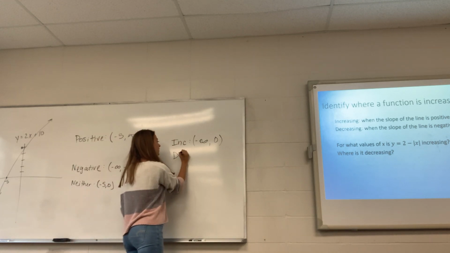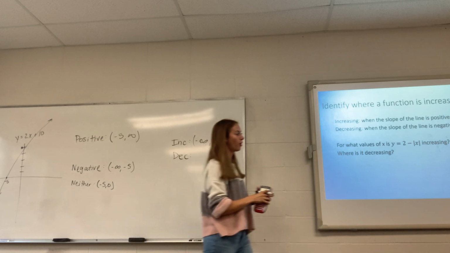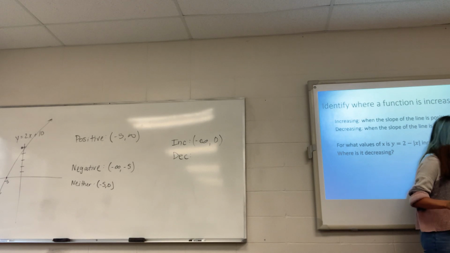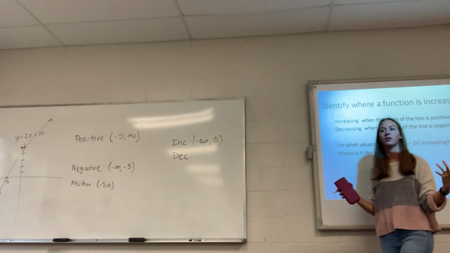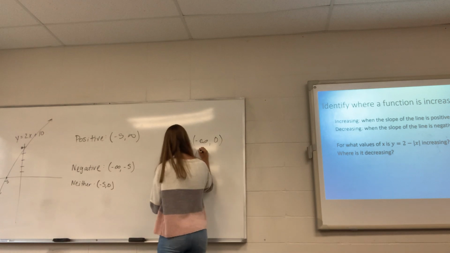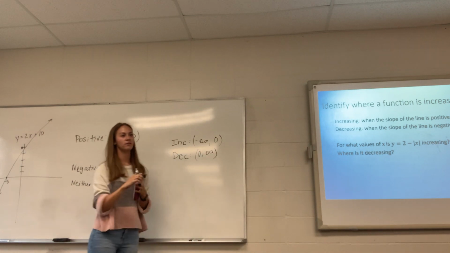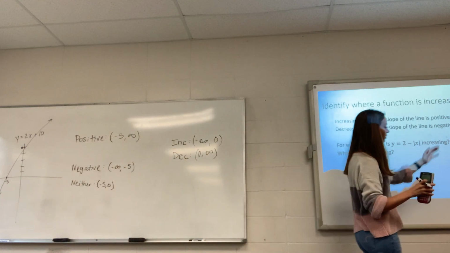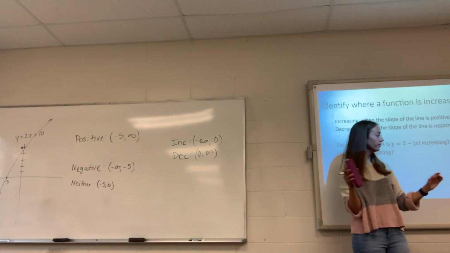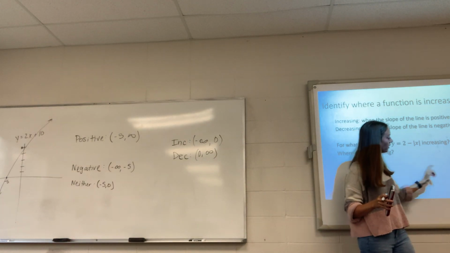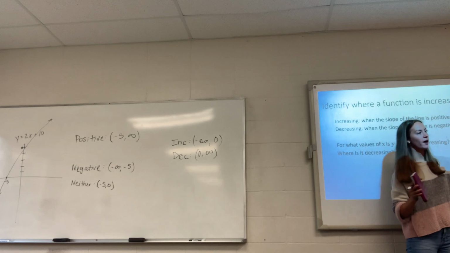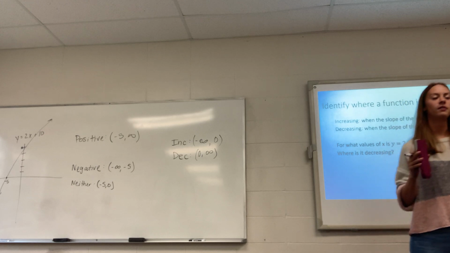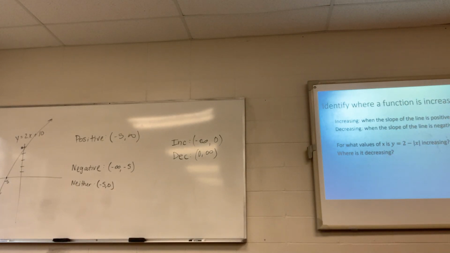And then it's decreasing from my x when my x is 0, all the way I keep coming, it's decreasing to positive infinity. So I'd go from 0 to positive infinity. Okay. So remember, increasing, going up, you use your x values. So your x is negative infinity all the way to when your x is 0, and then decreasing when your x is 0 to positive infinity. Okay? Questions?